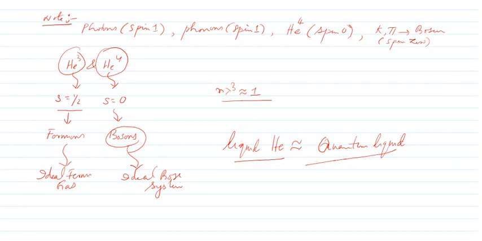Okay, or the mathematical condition indicating this is n lambda cube is very much greater than 1. We have to treat them as degenerate systems. Okay, so with these concepts in mind, in the next lecture we will be starting with the discussion of ideal Bose system quantum statistically. Okay, thank you.